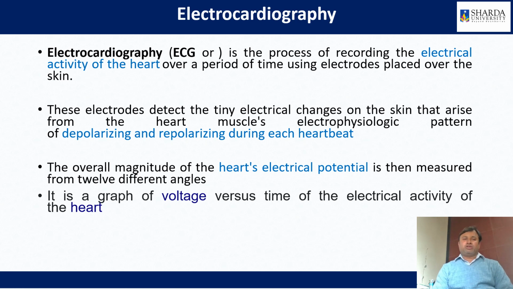So what is electrocardiography? Electrocardiography or ECG is the process of recording the electrical activity of the heart over a period of time using electrodes placed over the skin. These electrodes detect the tiny electrical changes on the skin that arise from the heart muscle's electrophysiologic pattern of depolarizing and repolarizing during each heartbeat. The overall magnitude of the heart's electrical potential is then measured from 12 different angles using the electrodes. It is a graph of the voltage versus time of the electrical activity of the heart.